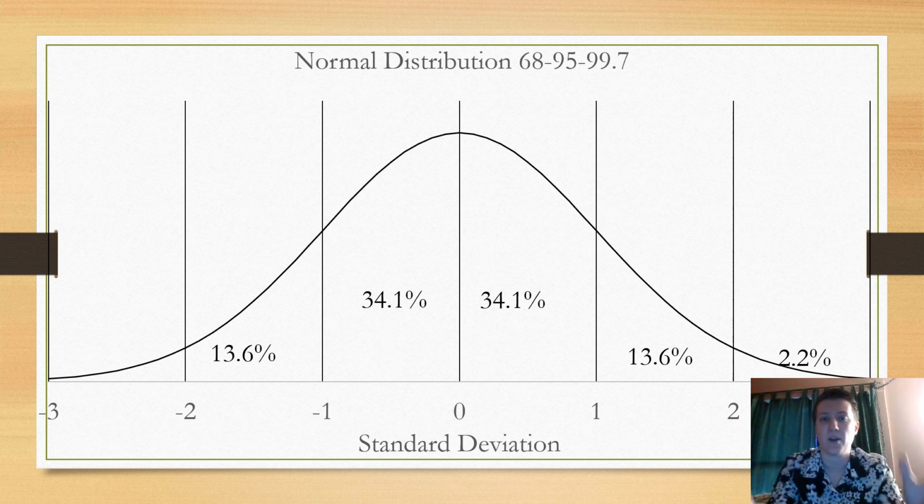mean. And then as we branch out, it gets to 95%. So now we're just adding all of the numbers between -2 and +2. So 13.6 plus 34 plus 34 plus 13.6. And that gives us approximately 95. So that's where these numbers are coming from for the 68, 95, 99.7, also known as the empirical rule.